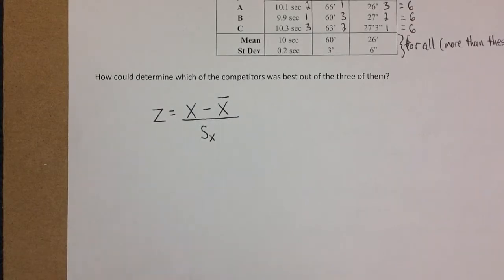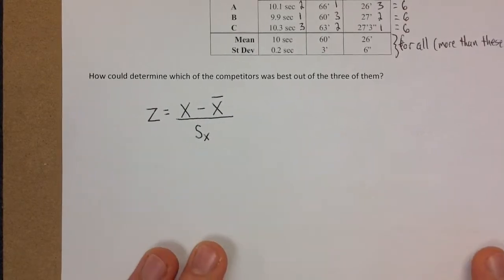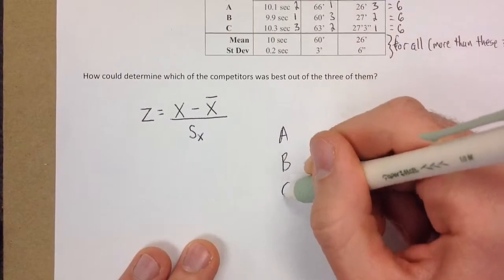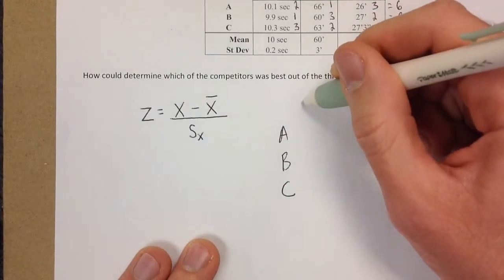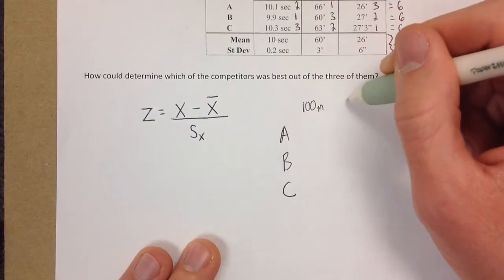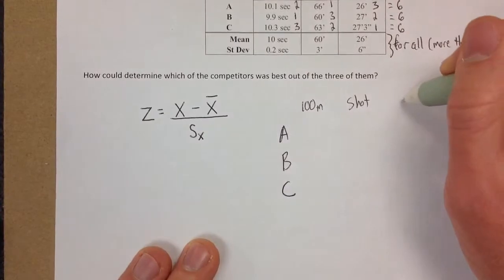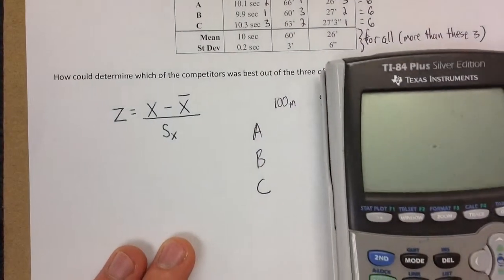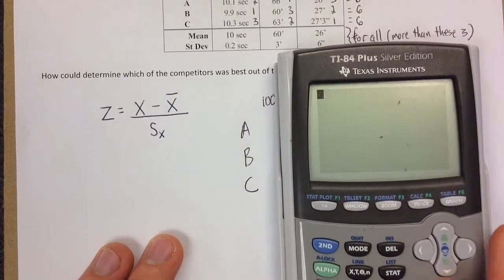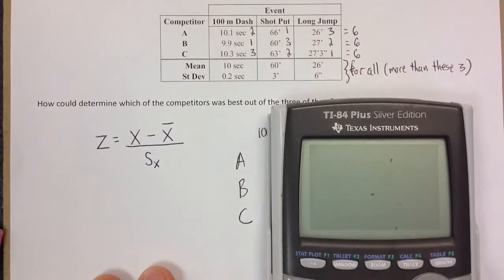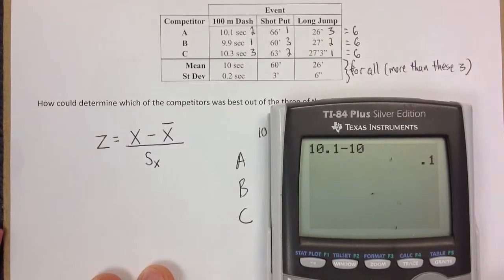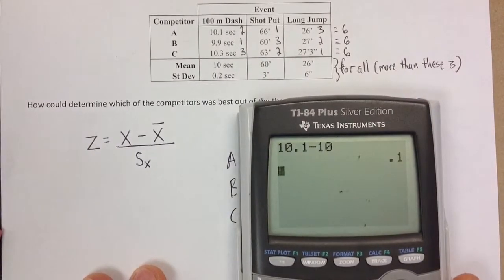Okay? So let's do this for these 3 competitors, A, B, and C. 100 meter, shot, long jump. Okay, so for competitor A in the 100 meter dash, 10.1 minus 10 is 0.1. So they were 0.1 seconds above the mean. Not good enough. Doesn't account for variability.